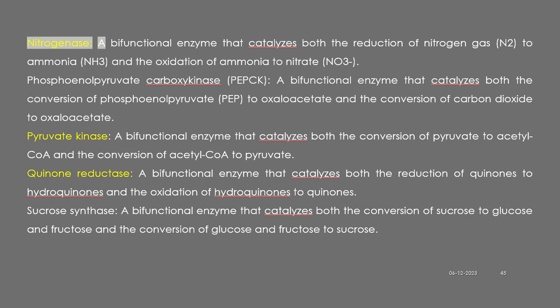The same bifunctional behavior is seen in pyruvate kinase and quinone reductase. For pyruvate kinase, you will find pyruvate to acetyl CoA and conversion of acetyl CoA to pyruvate. Then quinone reductase catalyzes both the reduction of quinone to hydroquinone and the oxidation of hydroquinone to quinone. Sucrose synthase is a bifunctional enzyme that catalyzes both the conversion of sucrose to glucose and fructose and the conversion of glucose and fructose to sucrose. So these are the examples of bifunctional enzymes.